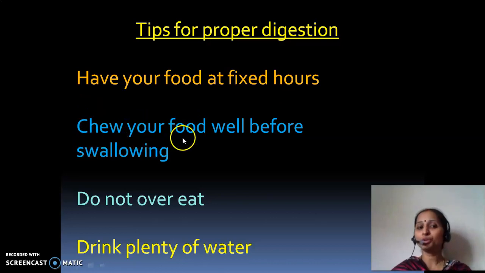Second, chew your food well before swallowing. Before swallowing, we need to chew our food properly. Yes, children, do not overeat. You should not overload your tummy. Yes, drink plenty of water. You need to drink plenty of water. These are the few tips you need to follow to keep our digestive system healthy.